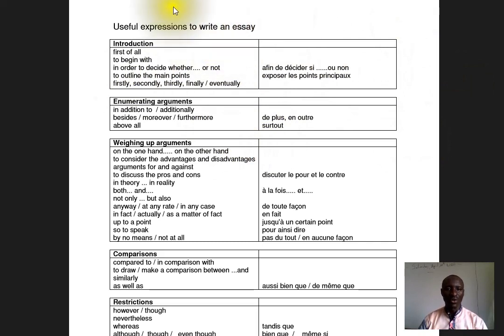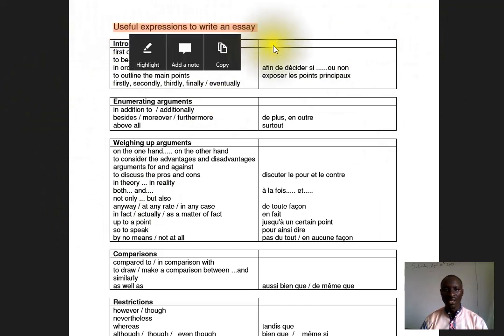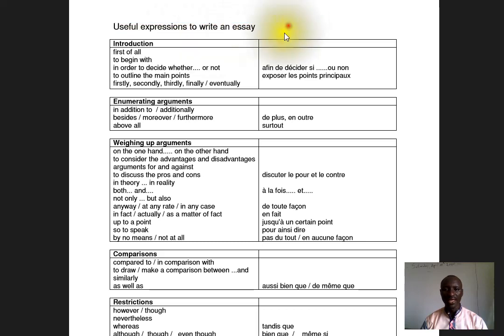So the first one, the title of our lesson: useful expressions to write an essay. The first part, introduction. If you want to introduce yourself or you want to introduce something, you have to say, first of all, to begin with, in order to decide whether or not to outline the main points, or firstly, secondly, thirdly, finally, or eventually. In French, afin de décider si ou non exposer les points principaux.